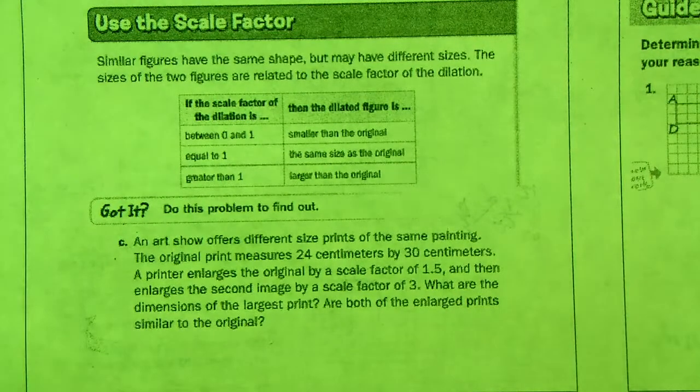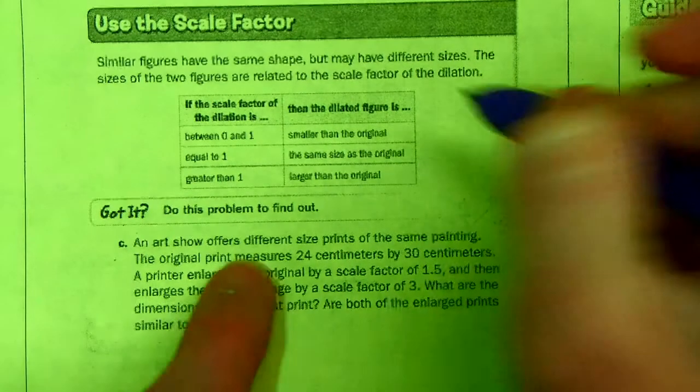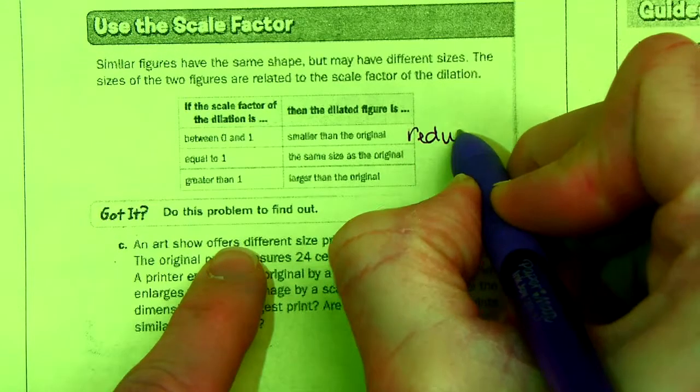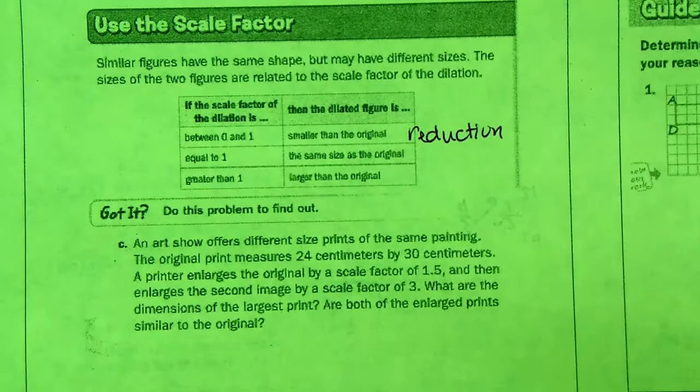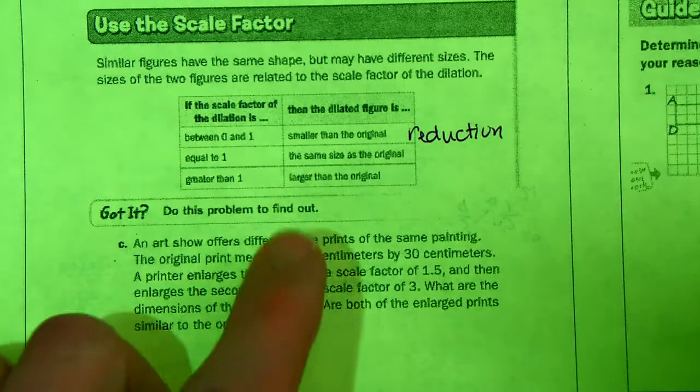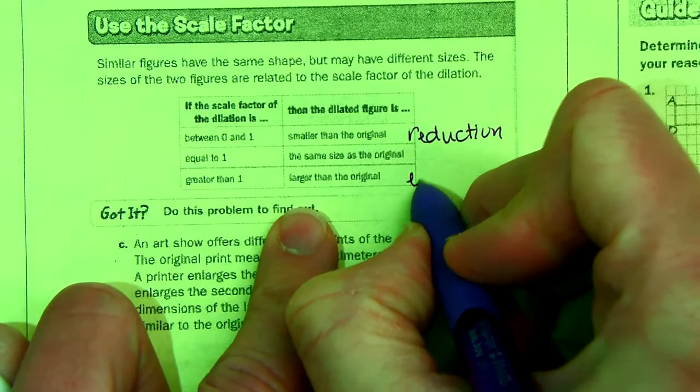If it's equal to 1, it's the exact same size. But if it's greater than 1, it's going to be larger, and that's an enlargement. Okay, so check this out. These are the type of problems you're going to see.